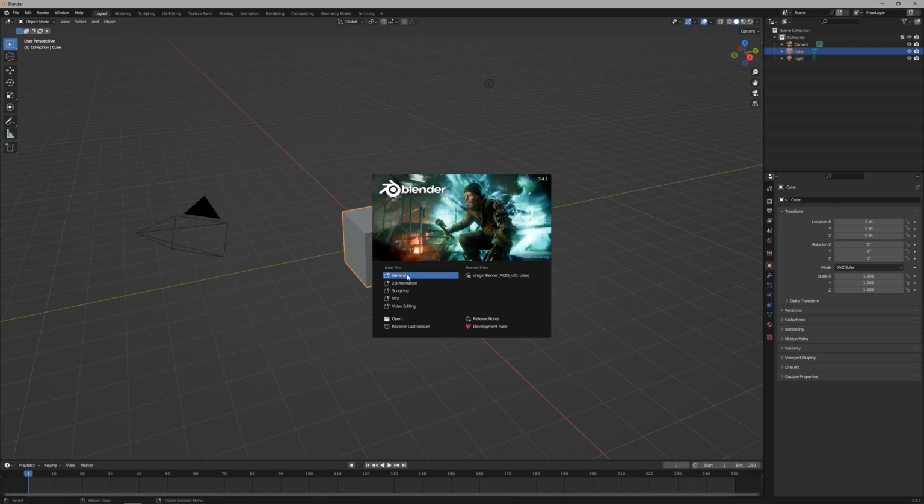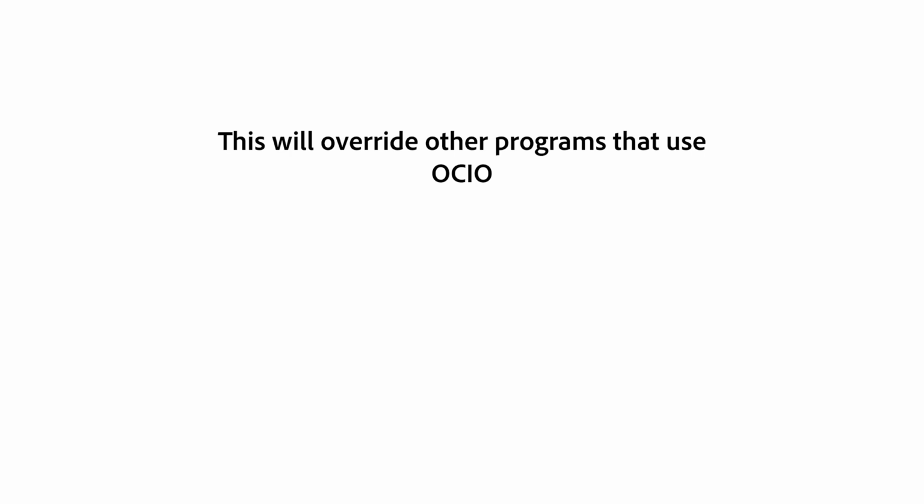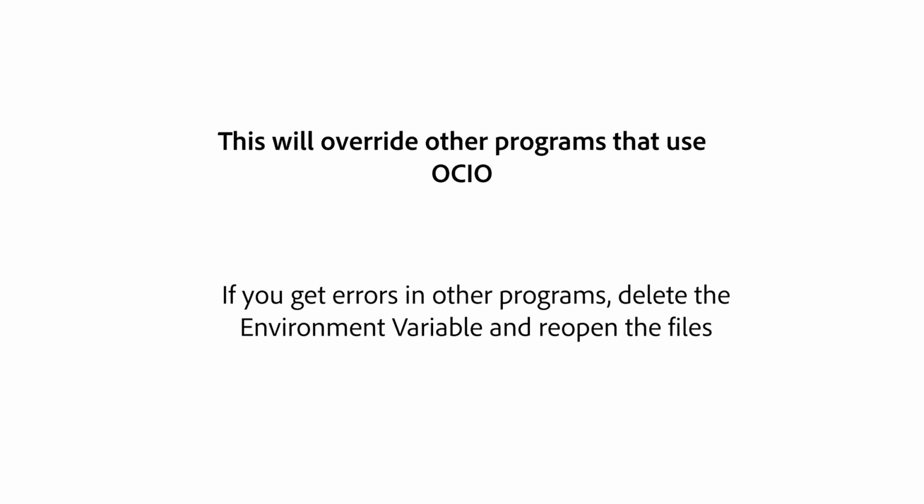It's worth mentioning that this will override other programs that read this variable, like Maya and Substance, if you were using their inbuilt ACES setups in a file. If you do get errors from this, then deleting the environment variable before opening those files will stop the issue, as I've had to do recording this video jumping between all these different programs.